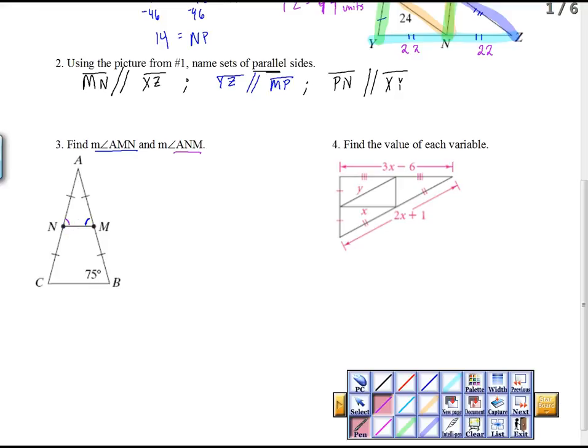Alright, so looking at this, I have these sides that are marked congruent. So if AM is congruent to MB, then M's a midpoint. If AN is congruent to CN, N's a midpoint, which makes segment MN a midsegment, and therefore parallel. So I'm going to mark that it is parallel to CB.